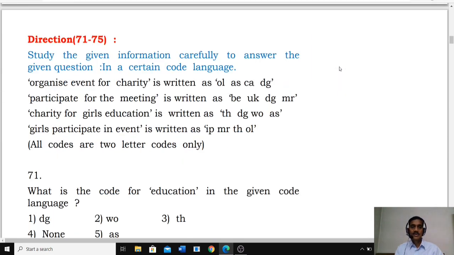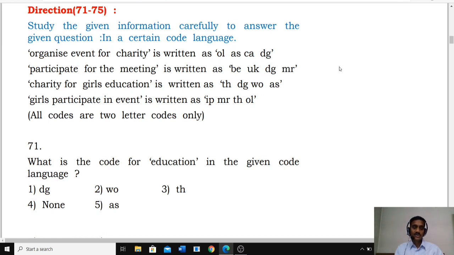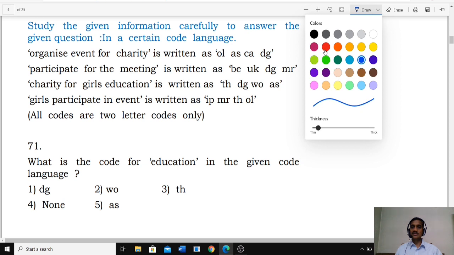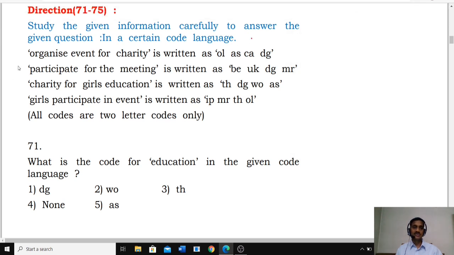Done? Then 71 to 75. Now this 71 to 75 is based on coding and decoding. First we need to identify the codes for each and every letter in the given sentences, every word in the given sentences.